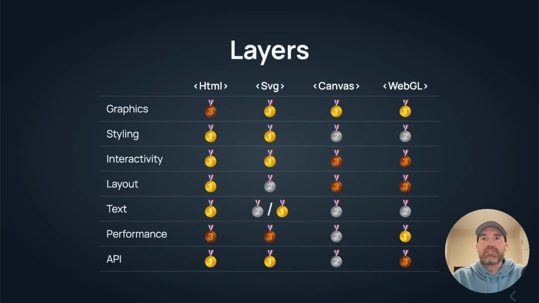Each rendering context has its own strengths and weaknesses. Here's a general guide of reasons where I believe a layer excels or struggles. Since both HTML and SVG add elements to the DOM, they excel at styling and interactivity, since you can leverage CSS, including variables, and element events, such as mouse over and click.